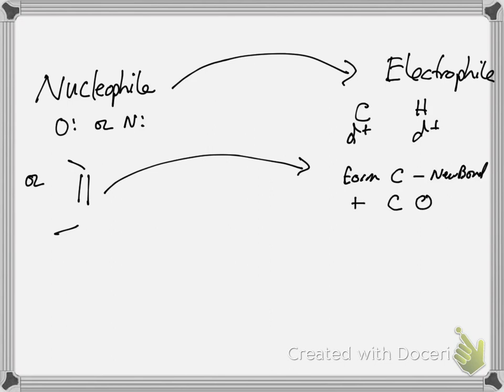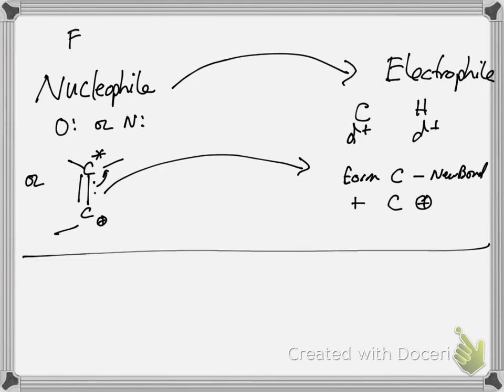If it's a double bond, it'll also form a carbocation on the other double bonded carbon. So one carbon will form the new bond. Another carbon will have a hole because it took both electrons over to make the new bond, and that's leaving the carbocation. So we'll see that today in class.